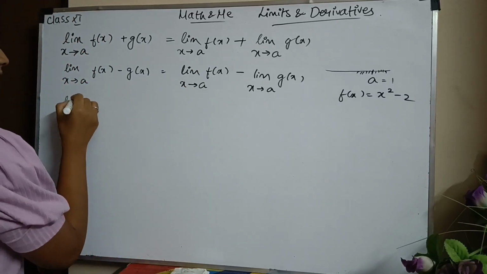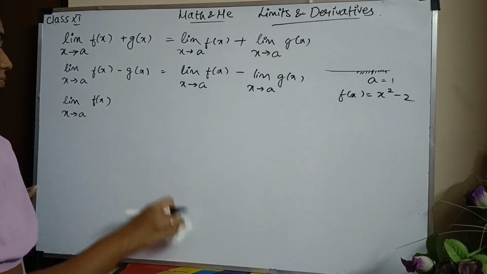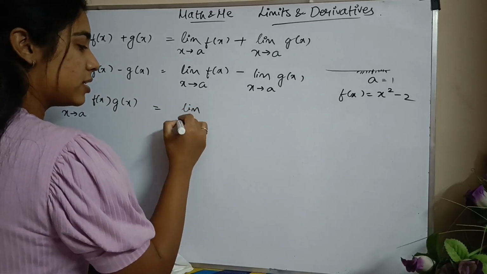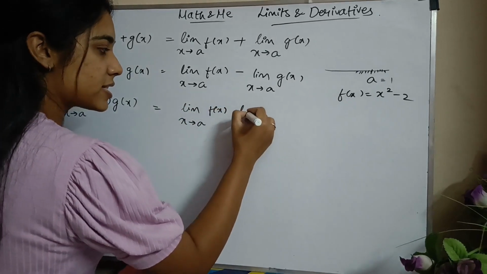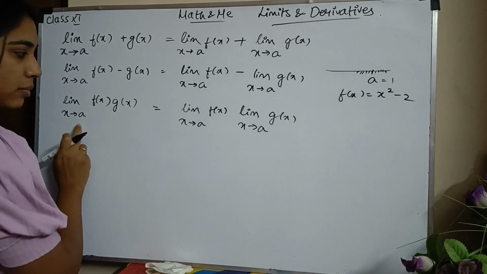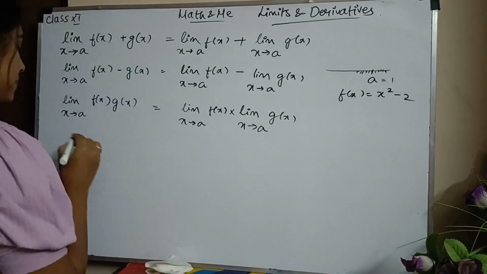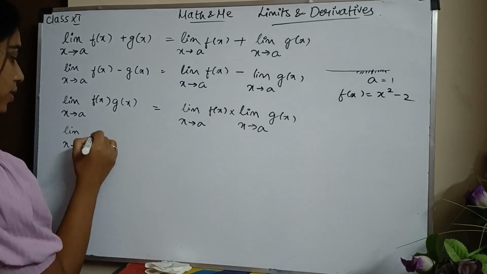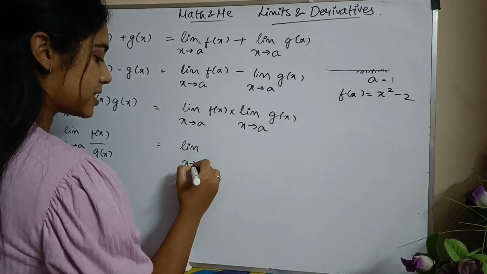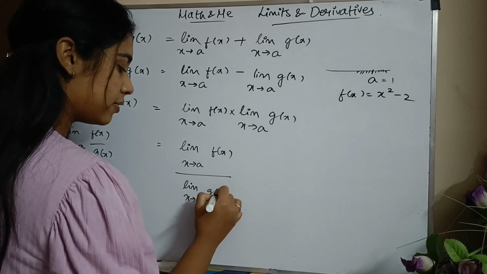What is for multiplication? Again the same thing applies. Limit x tends to a of f of x times g of x equals, if it's a product you can still split it: limit x tends to a of f of x times limit x tends to a of g of x. Basically you can multiply and then find the limit, or you can split them, find this limit, then that limit, and finally multiply them. Next comes the division. Limit x tends to a of f of x divided by g of x equals limit x tends to a of f of x divided by limit x tends to a of g of x.